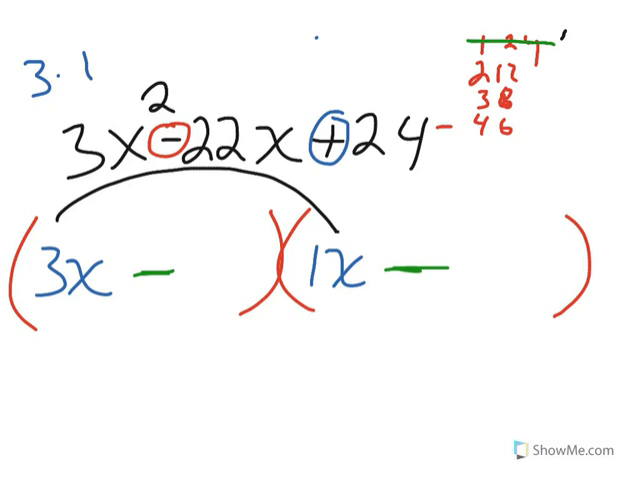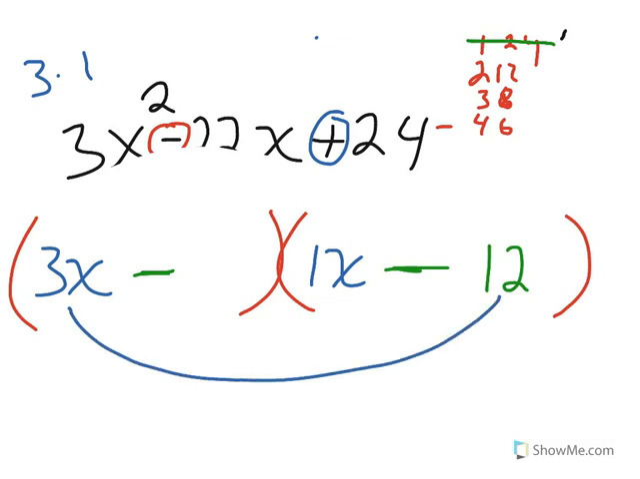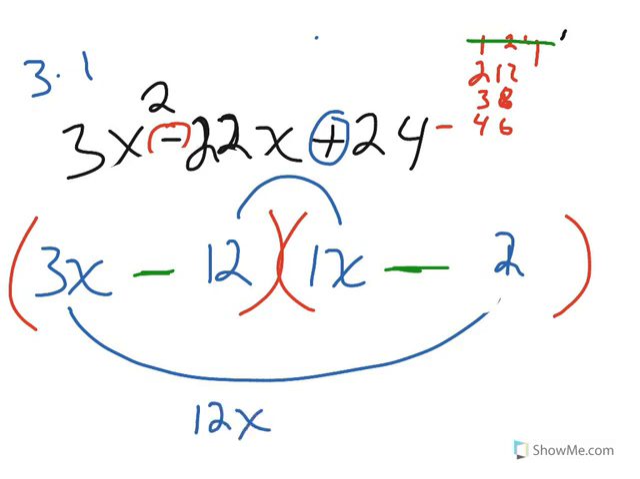2 and 12. If I put 12 here, well, to check my work, I'm going to multiply that times 3, and that's going to be way above 22. So, what if I move the 12 over to the other side? Well, that means 12 is here, and 2 is here. So 12 times 1 is 12. 3 times 2 is 6. So that would give me 18. So that's not going to work.